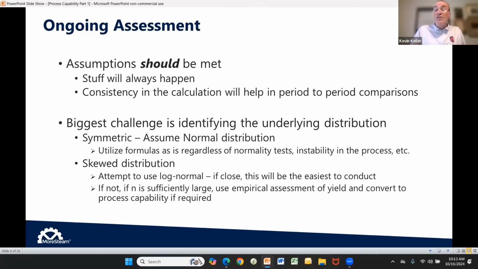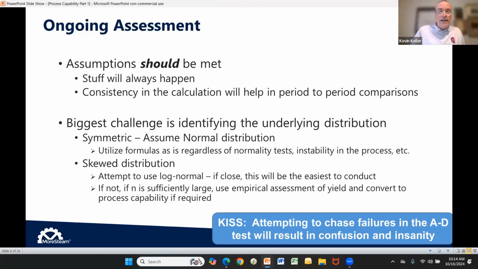But if you can use log normal, then use that on an ongoing basis, because our computer systems all can calculate the log of numbers. Even if there might be a better distribution for that set of data, if you can consistently use log, that'll put you in better shape. If not, then if your sample size is large enough, use the empirical assessment of the yield, and if it's required, back calculate a process capability. So those are some pieces of advice I would give.